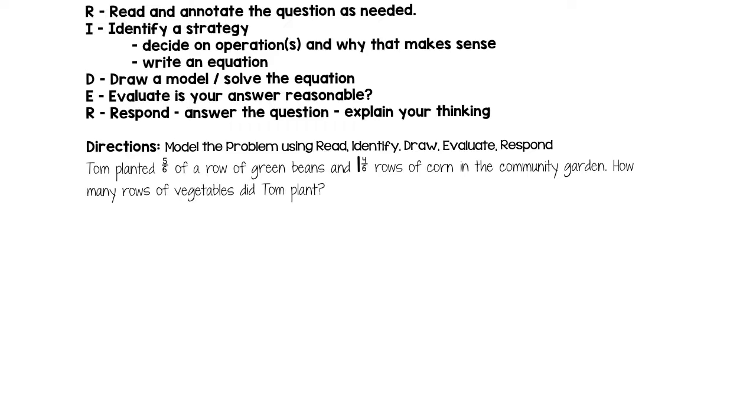Tom planted 5/6 of a row of green beans and 1 4/6 rows of corn in the community garden. How many rows of vegetables did Tom plant?